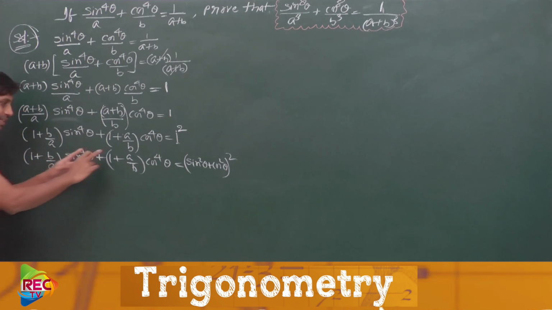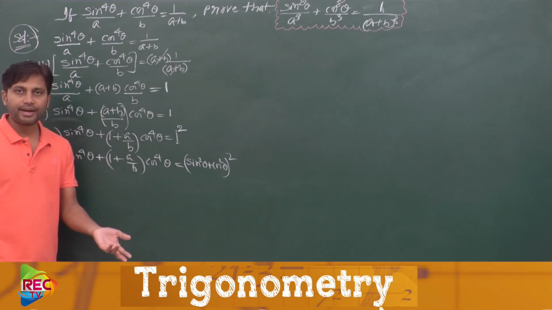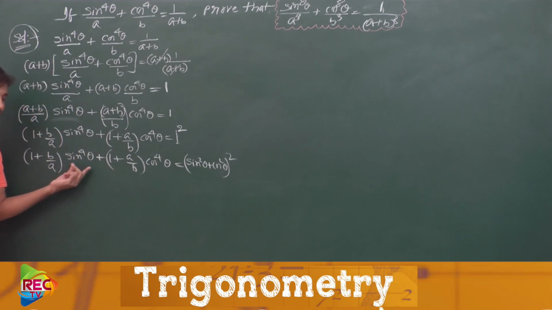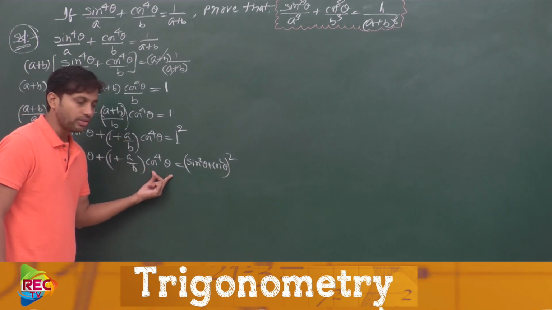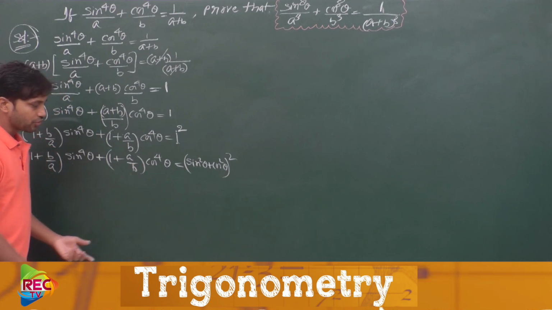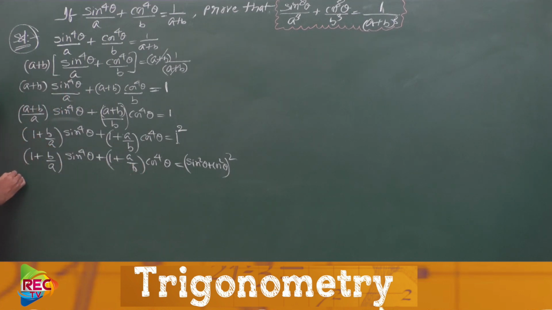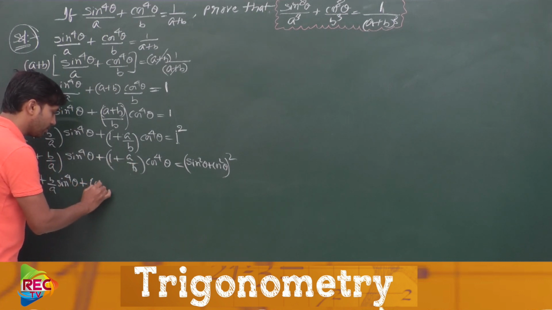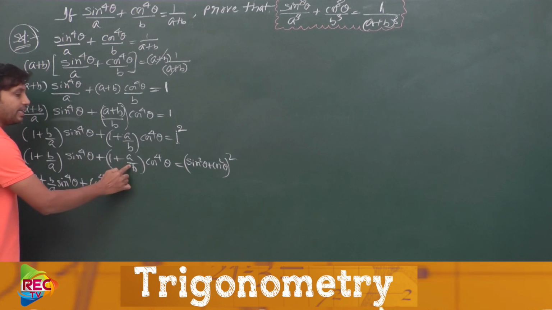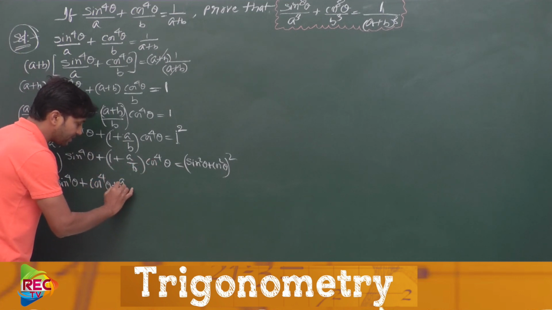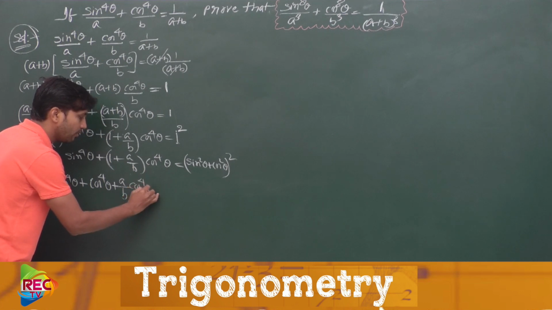Now you need to open the brackets. To solve the brackets, what do we have to do? We need to multiply sin⁴θ with 1 and with b/a, and here also multiply cos⁴θ with 1 and a/b. Just do it. Sin⁴θ times 1 is sin⁴θ, plus b/a times sin⁴θ, plus 1 into cos⁴θ, plus a/b into cos⁴θ. That means a/b times cos⁴θ.